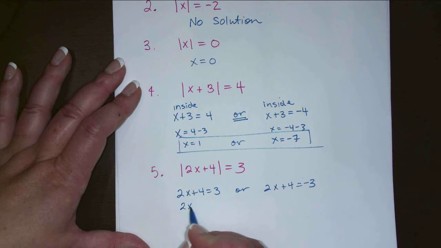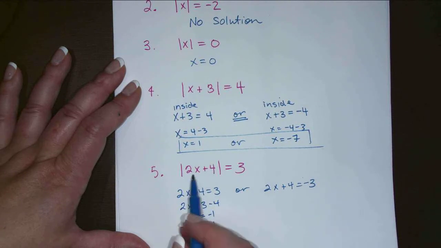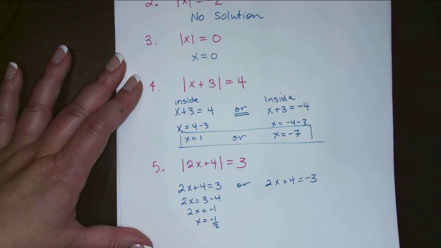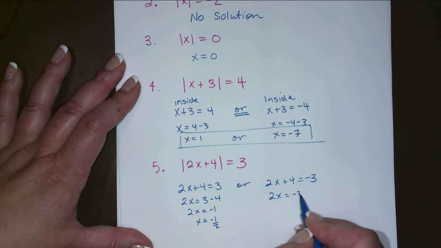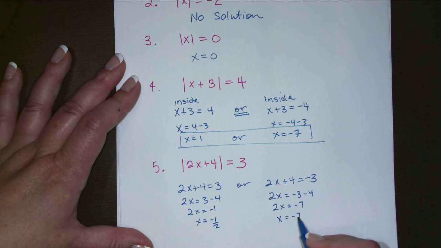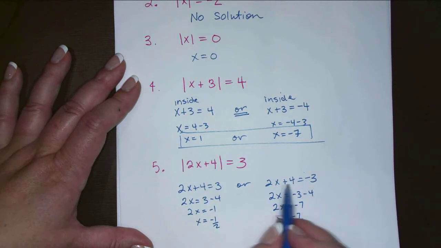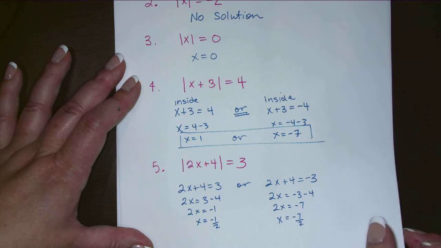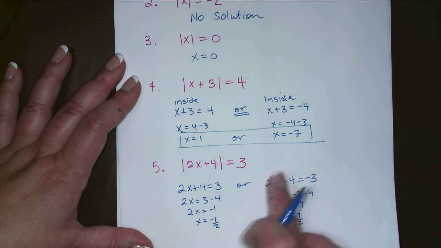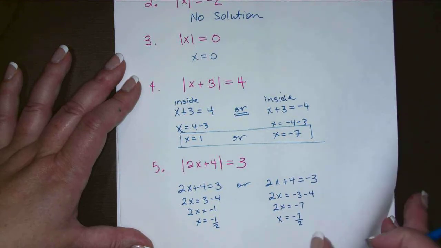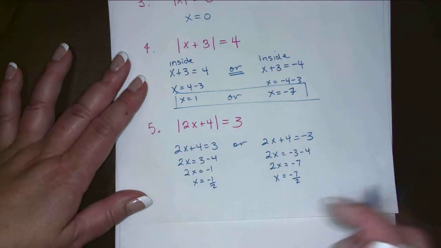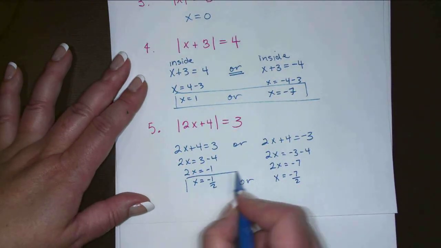So 2x equals 3 minus 4. So -1/2. When we plug that in, we would get a +3. And -7/2, when we plug that in, we would get a -3. You can always check your answer by plugging them in and make sure you get 3 and -3. But usually people don't make a mistake in these unless you add 2 numbers wrong. So here's our solutions.